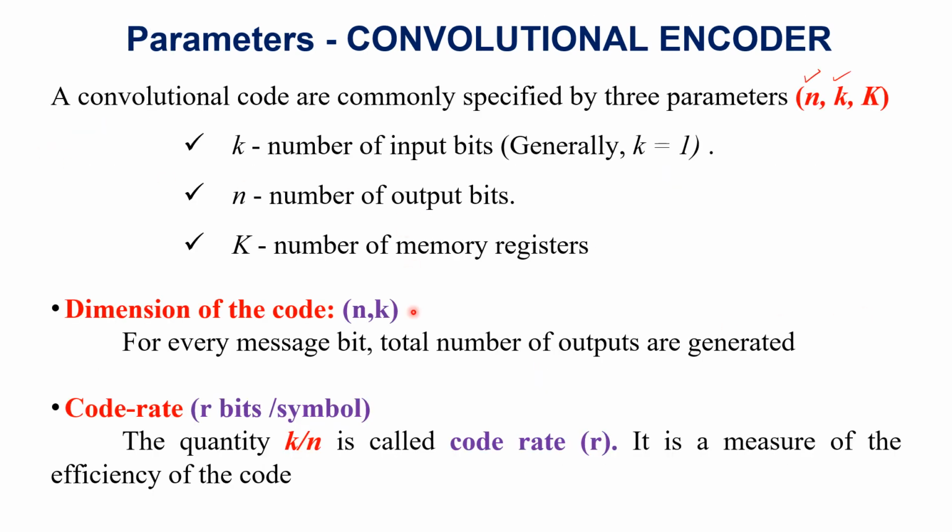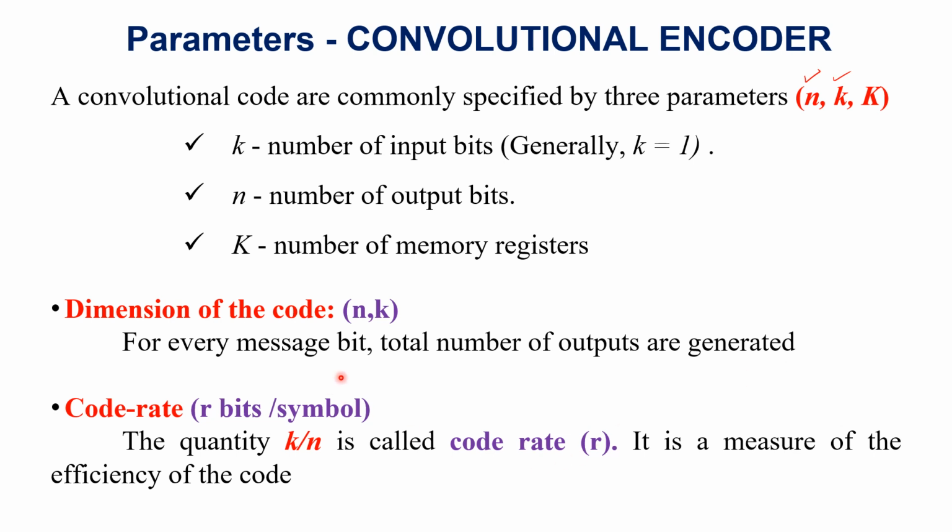The parameters involved in convolution encoder design are n, k, K, where small k is the number of input bits. Generally at a time we are processing only one bit, so it is 1. Small n is the number of output bits, and capital K is the number of memory registers we are using. The dimension of the code is normally represented as n, k. So for every message bit, n outputs are generated.